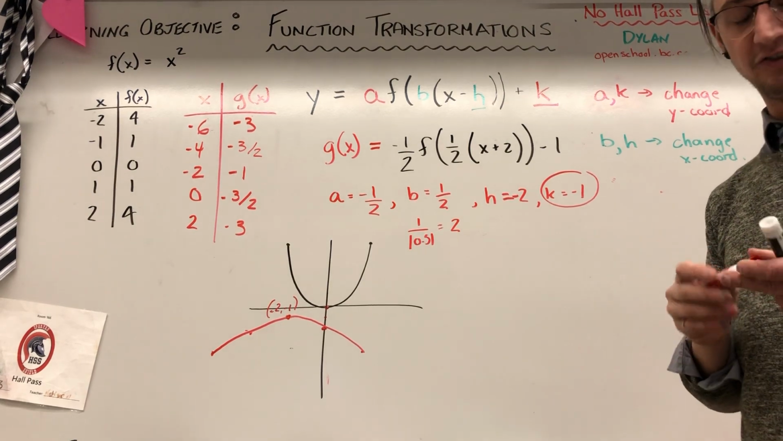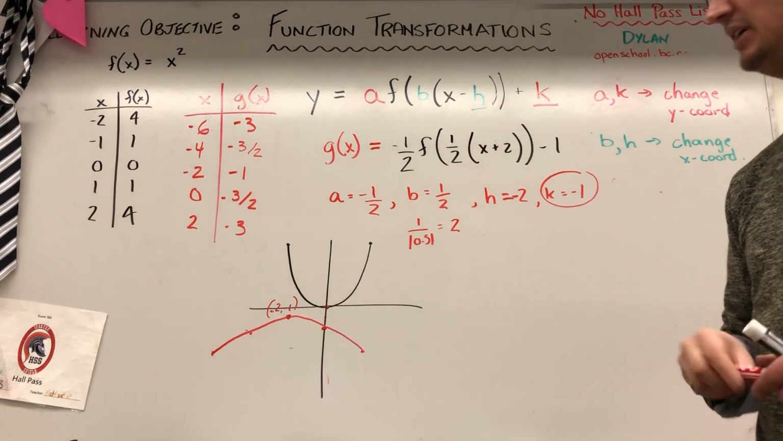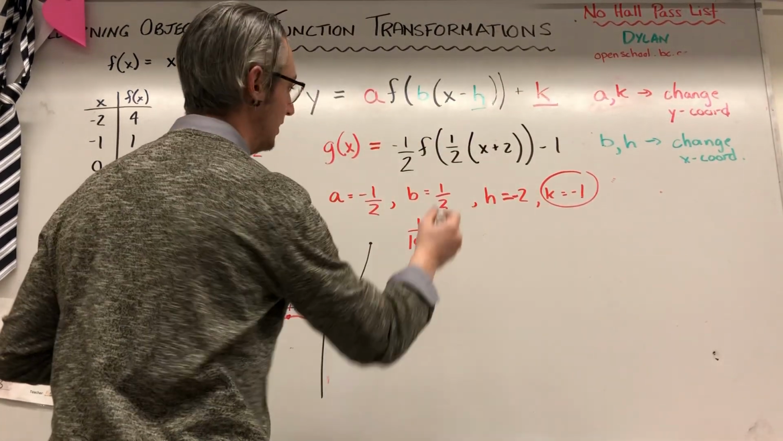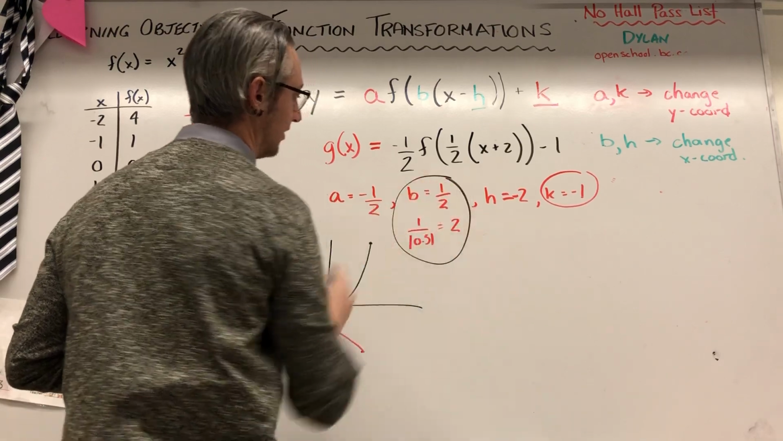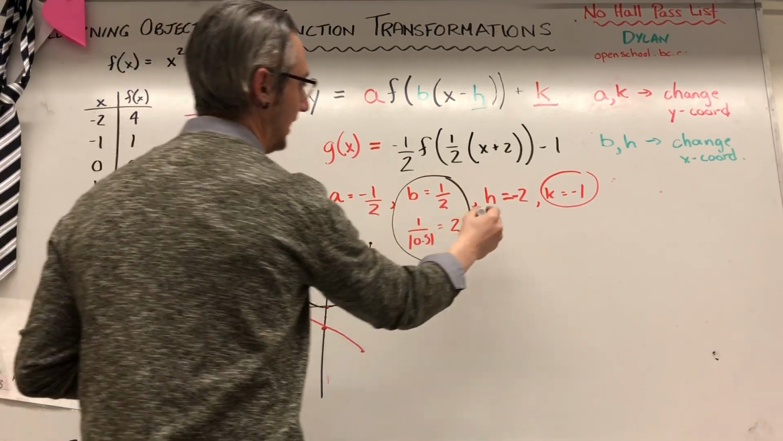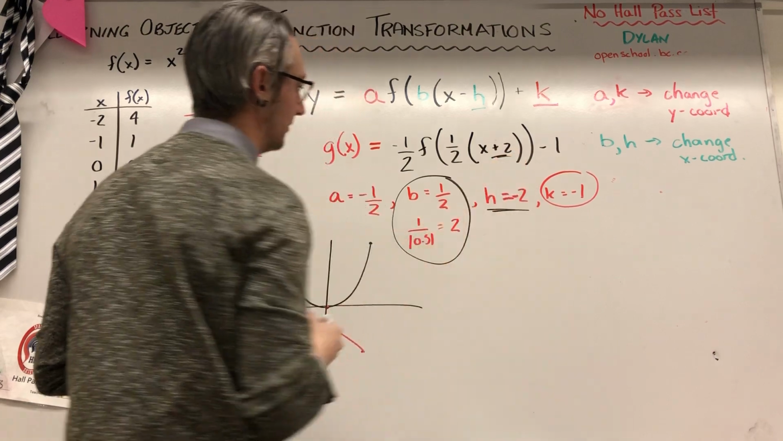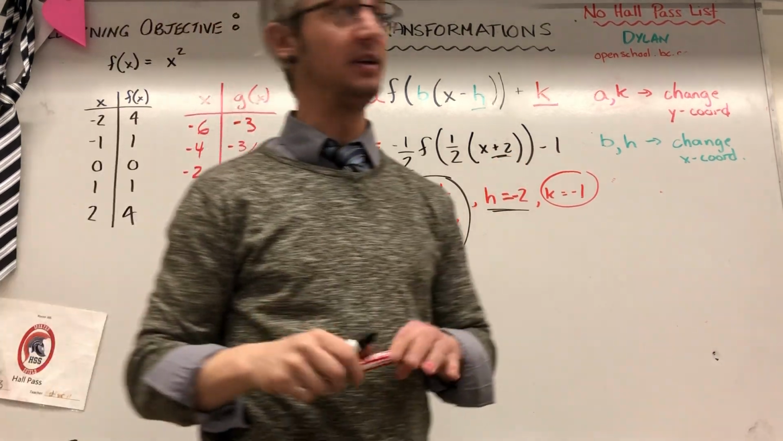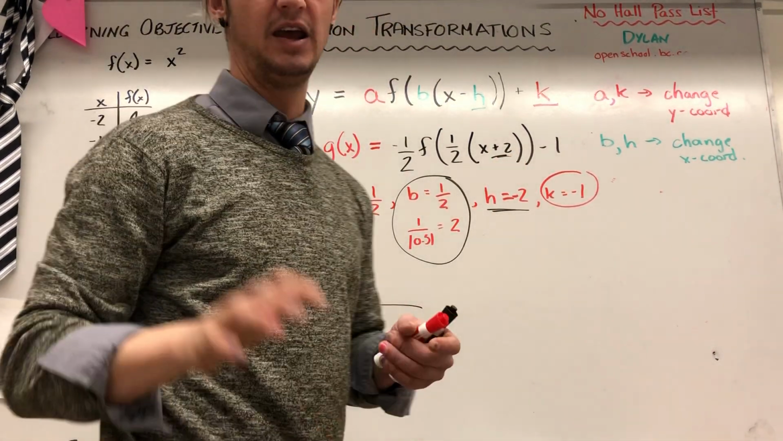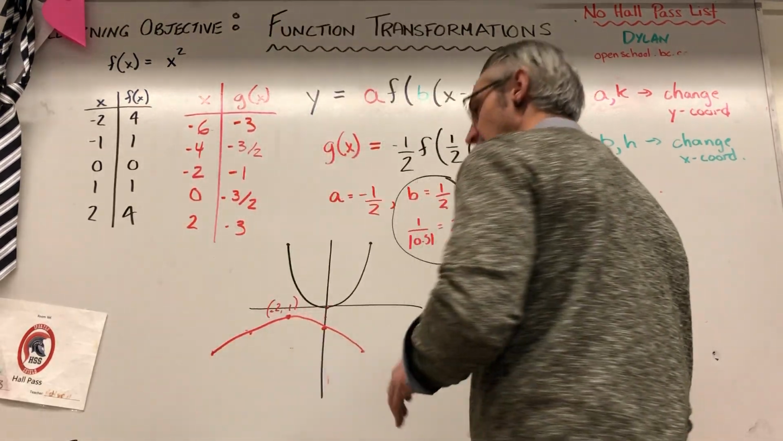So that's all we do with function transformations. We apply the A's and the B's first, and the big thing to remember is B is an inverse to the A, and H is also inverse to whatever we see there. And we're always applying A and B first, and then H and K second.